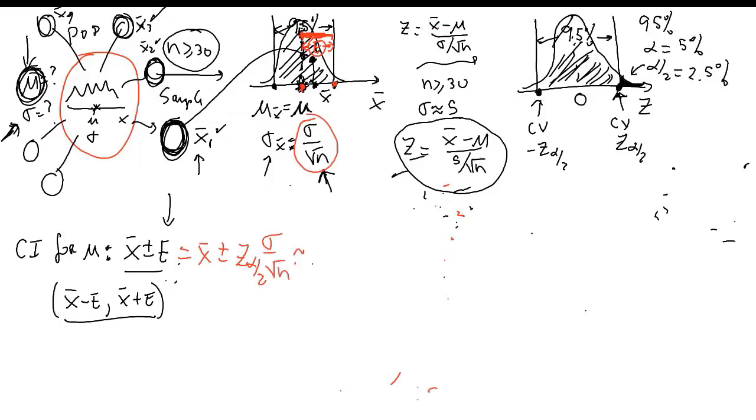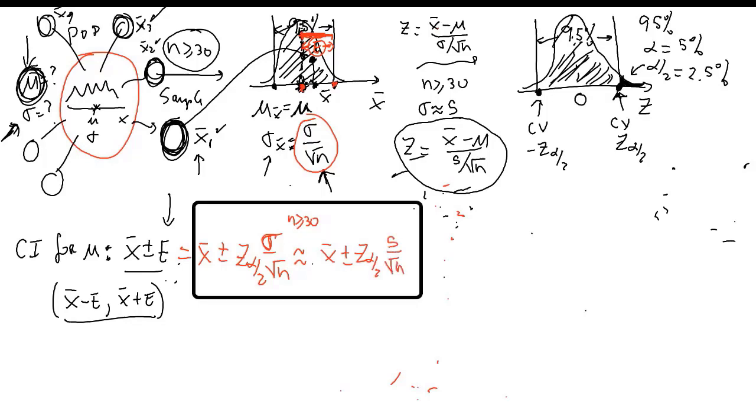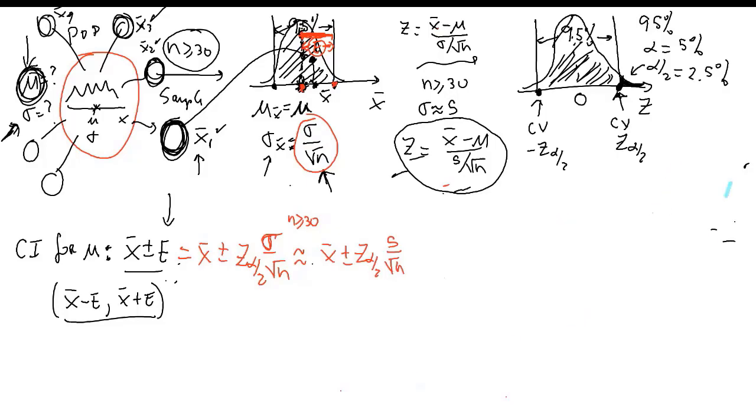And remember, if my sample size is greater than 30, I can use, instead of the standard deviation of the population, the standard deviation of my sample. And that is the formula that we must use to obtain the confidence interval for my population mean. But we have studied only the case when my sample size is bigger than 30, a big sample.